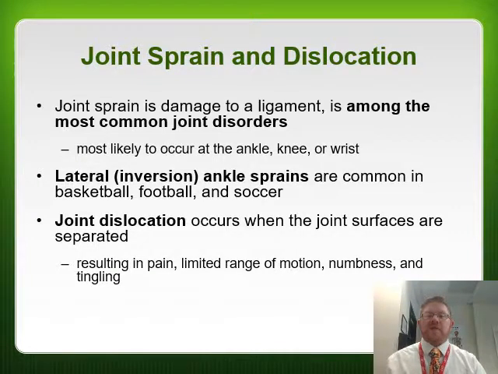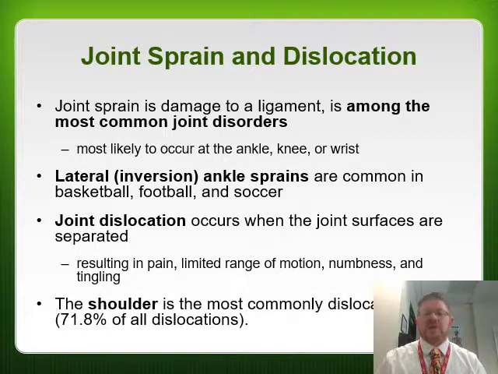Joint dislocation, so if a joint actually comes out of alignment, when those joint surfaces get separated from one another, pain, limited range of motion, numbness, tingling, these are all going to be some of the symptoms that happen after a dislocation. And the shoulder is the most commonly dislocated joint in the body. 71.8% of all dislocations right here at the shoulder.